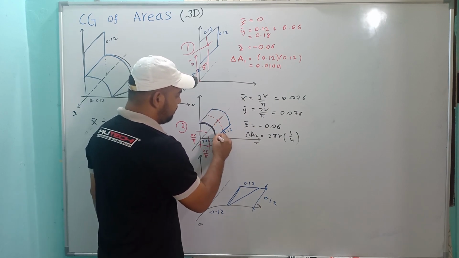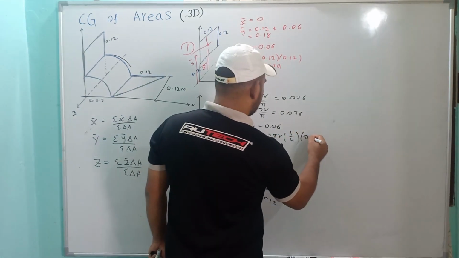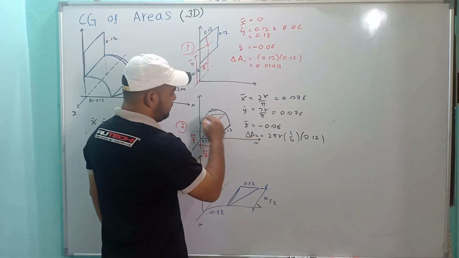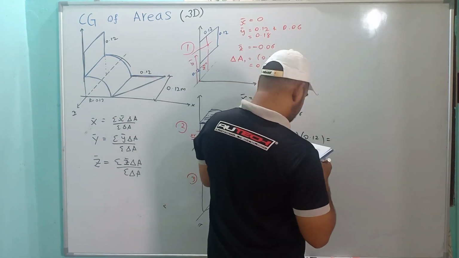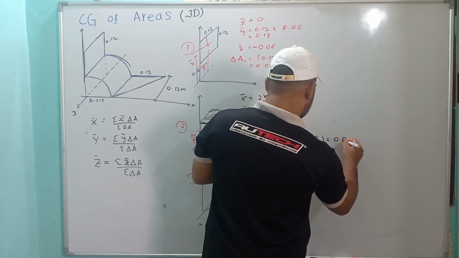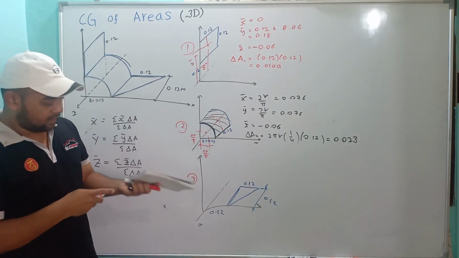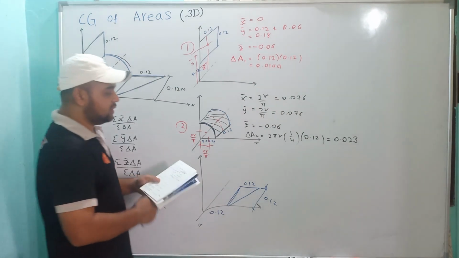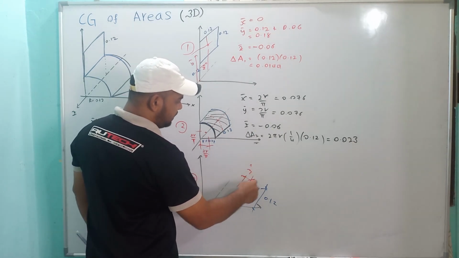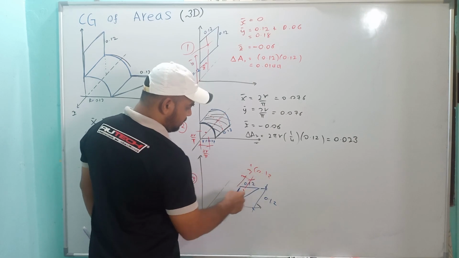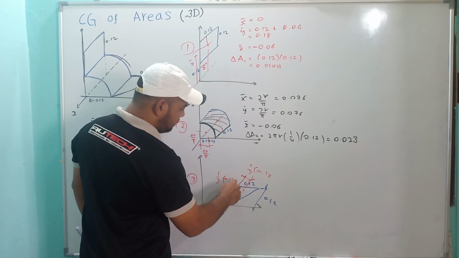You need to multiply by this length, which is 0.12, to get the whole area. By that you will have 0.0223. And we go to the last one. Look at the table, so you know that it is 1/3 times the length, which is 0.12. Here is also 1/3 times the length, 0.12.